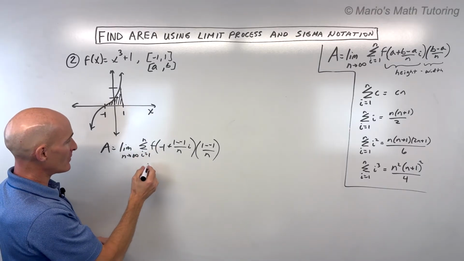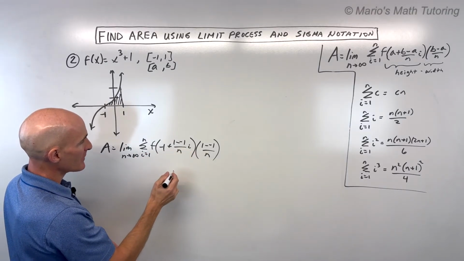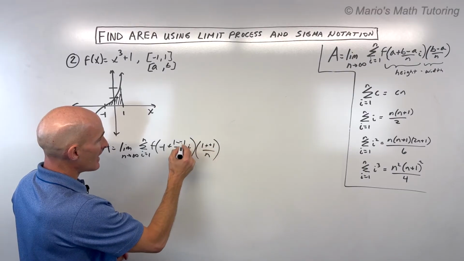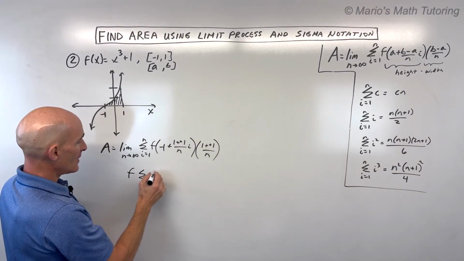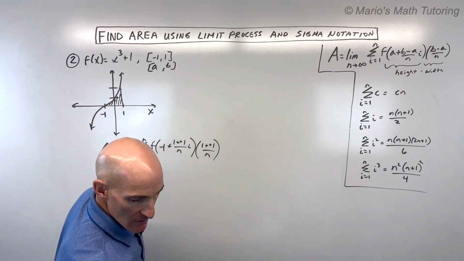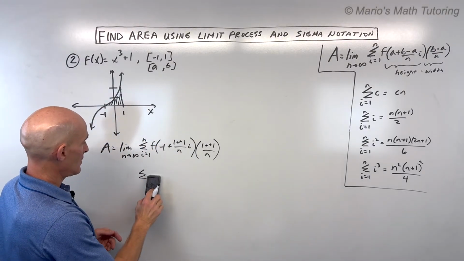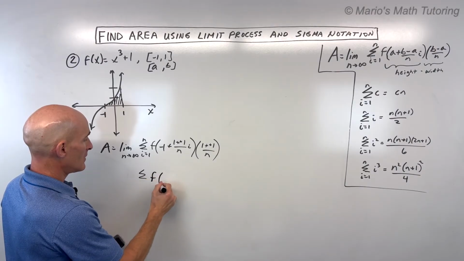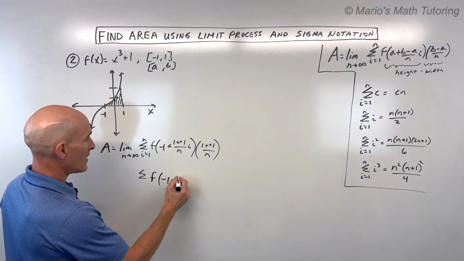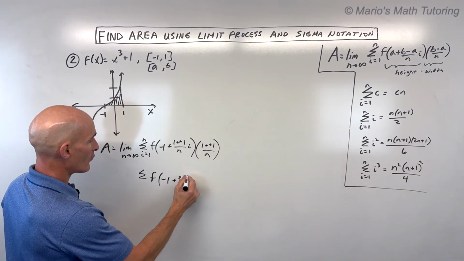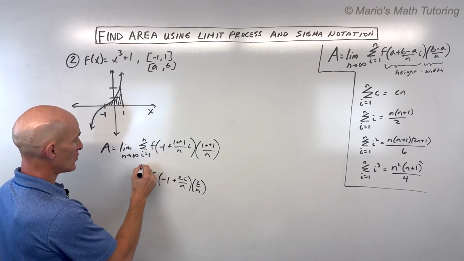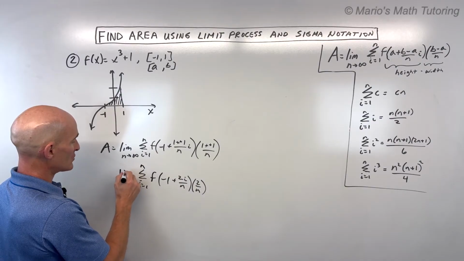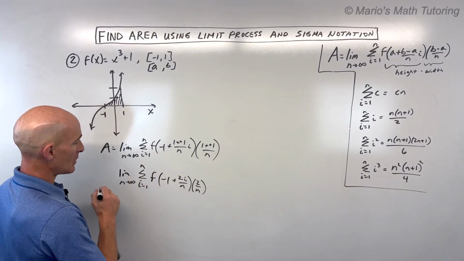Let's simplify a little bit. So just working with this part here, when you subtract, it's like adding the opposite. So we're going to get something like this. It's f of negative 1 plus 2i over n times 2 over n. And this is from i equals 1 to n. Limit as n approaches infinity. It's going to give us the exact area.